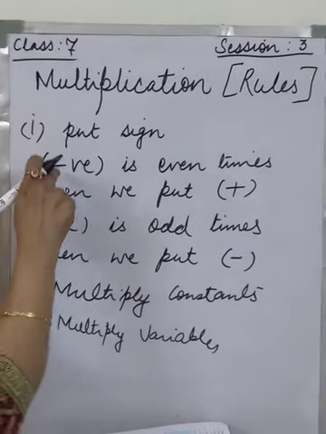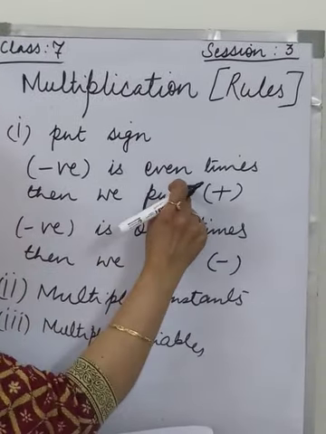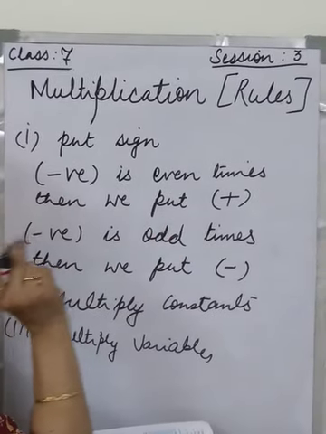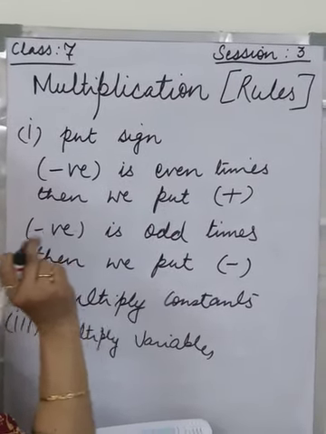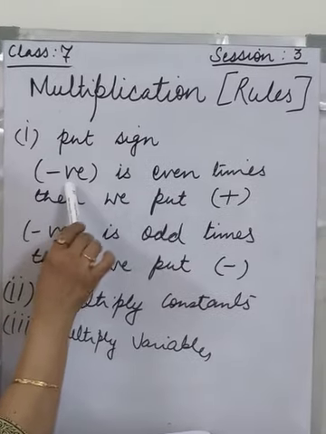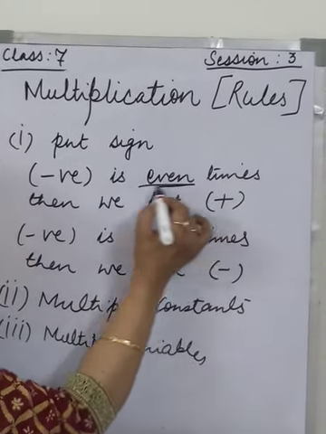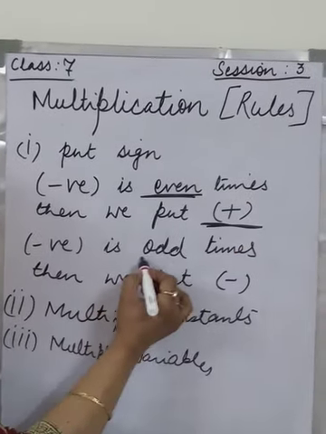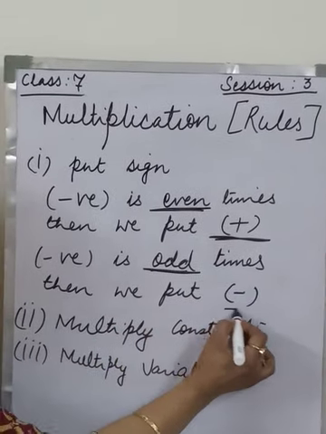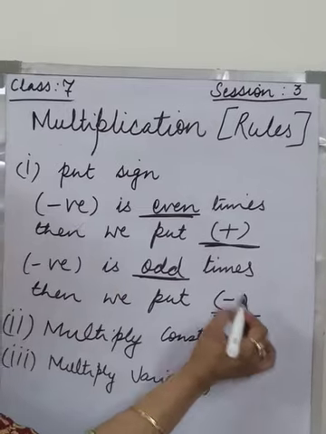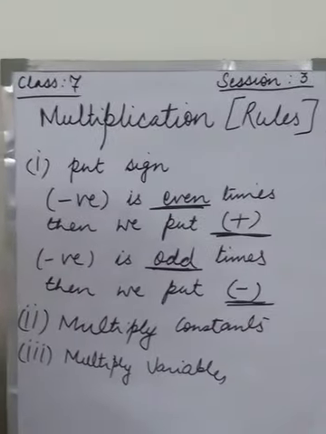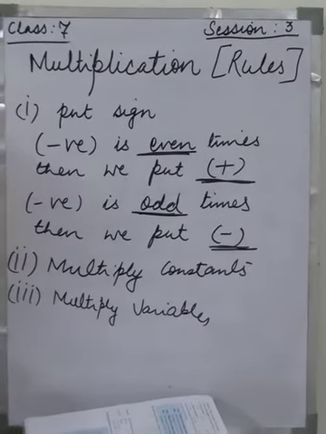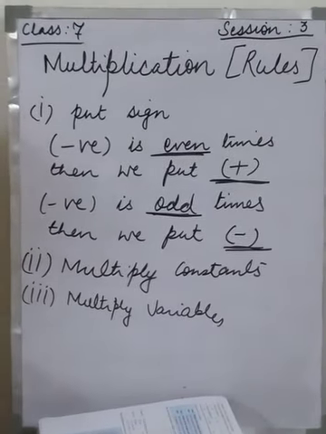How to put the sign? If the negative sign occurs an even number of times, we are not bothered about the positive sign, we just count how many times the negative sign has come. If the negative sign has come an even number of times, we put a plus sign. If we have the negative sign an odd number of times, we put a minus sign. I'll discuss more when we solve the questions. Hope you have understood. We have three rules for multiplication. Okay.